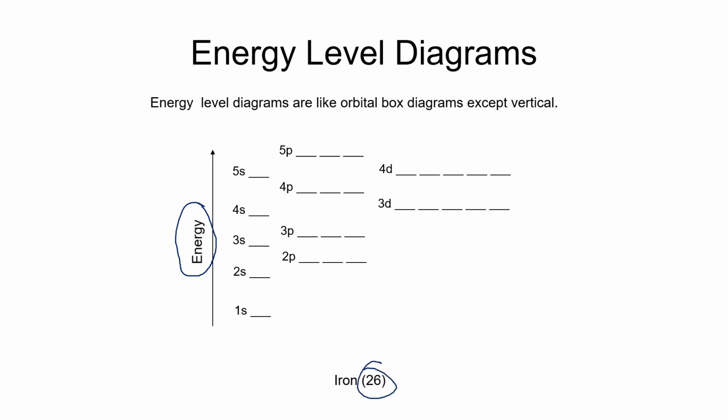So if you want to put 26 electrons here, you just start from the bottom. 1, 2, 3, 4, 5, 6, 7, 8, 9, 10, 11, 12, 13, 14, 15, 16, 17, 18, 19, 20, 21, 22, 23, 24, 25, and 26. So there you go, energy level diagram, pretty much the same way, just bottom to top rather than left to right. Okay, hope that helped.